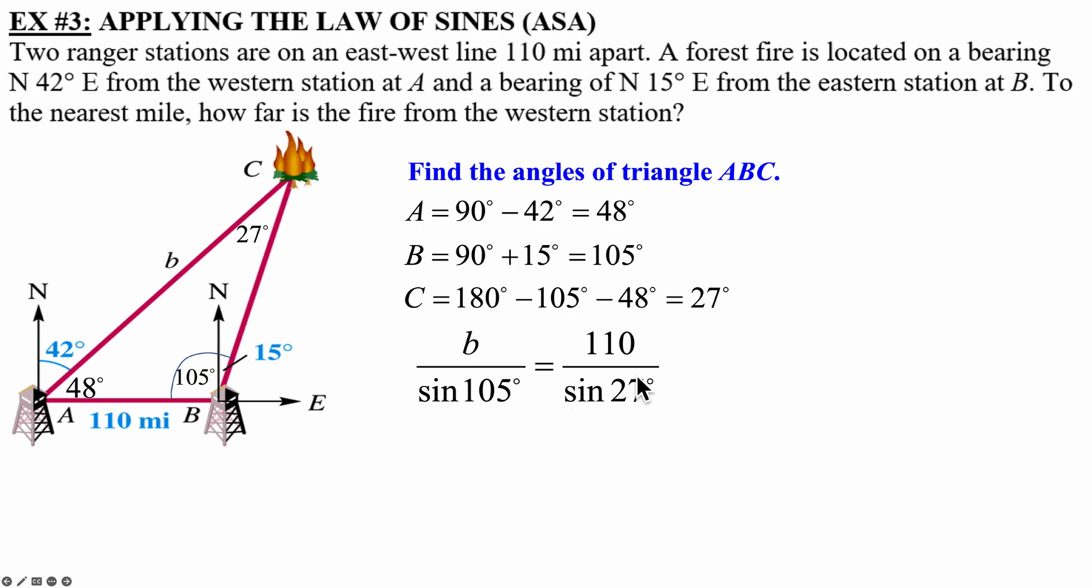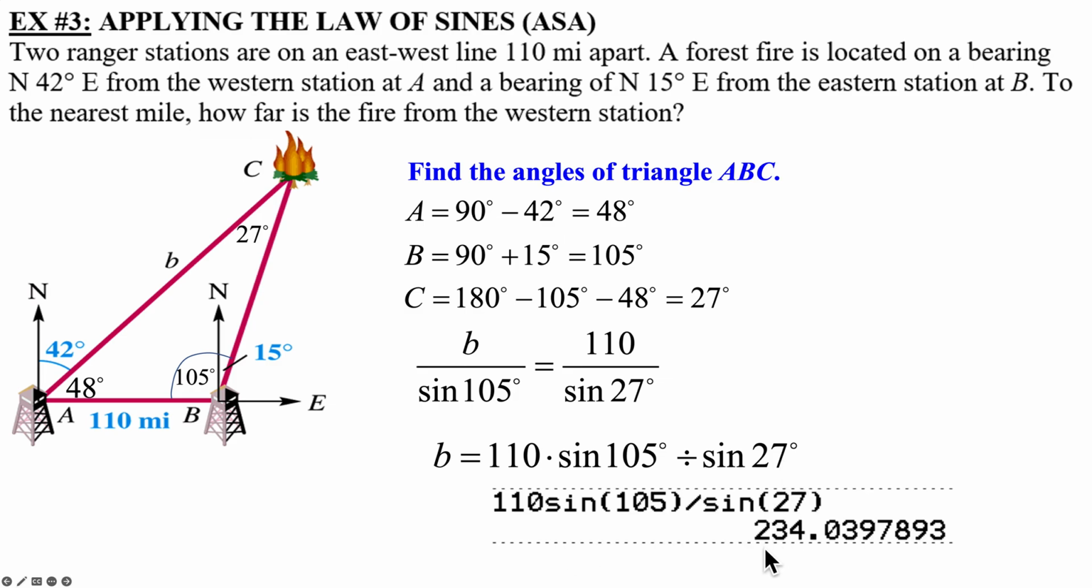Again, once you get the proportion built up, it's time for your cross multiplication rule. B will be equal to, multiply the two values you can, divide by the third. 110 times the sine of 105 degrees divided by the sine of 27 degrees. Calculator entry, 234.0397893, rounded to the nearest mile, 234 miles. Okay, next stop.